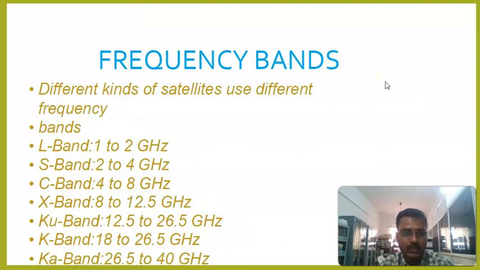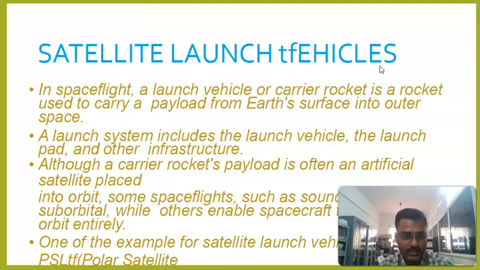These are some of the frequency bands: L band, S band, C band, X band, Ku band, K band, and Ka band. L band stands for 1 to 2 GHz and S band stands for 2 to 4 GHz. X band is 8 to 12.5 GHz. Ku band is 12.5 to 26 GHz and then K band is 18 to 26.5 GHz. Ka band is 36 to 40 GHz.